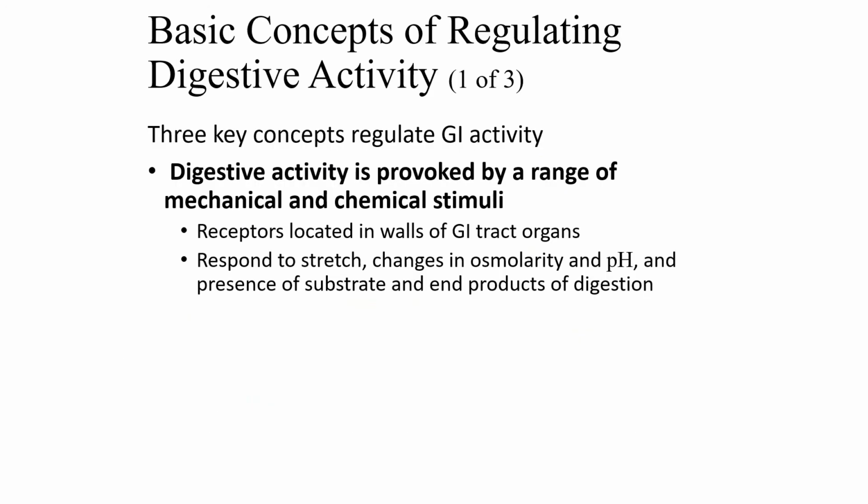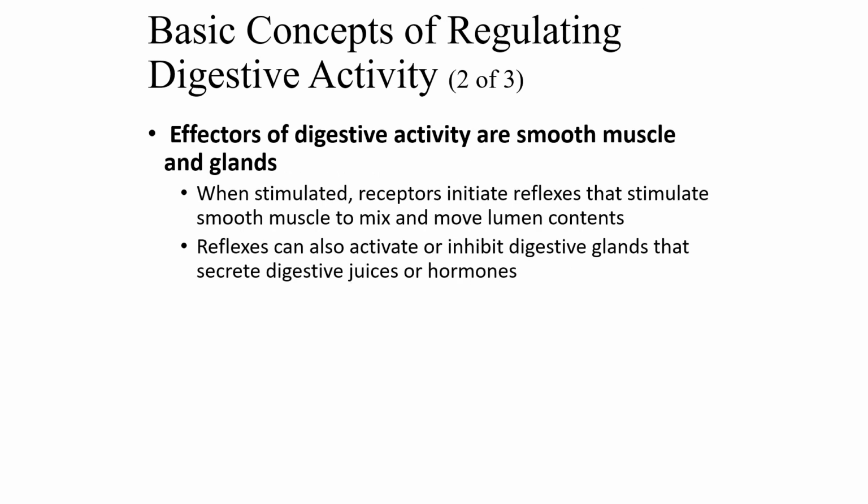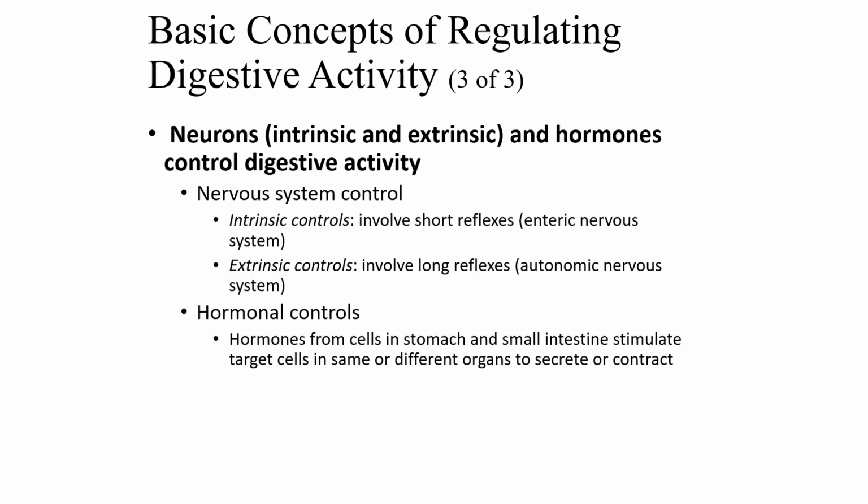3 key concepts. Digestive activity is going to be stimulated by mechanical and chemical stimuli. Effectors of the gut activity are going to be the smooth muscle and the glands. The smooth muscle and the glands. And these are going to be controlled by reflexes. This is the end of lecture 1.